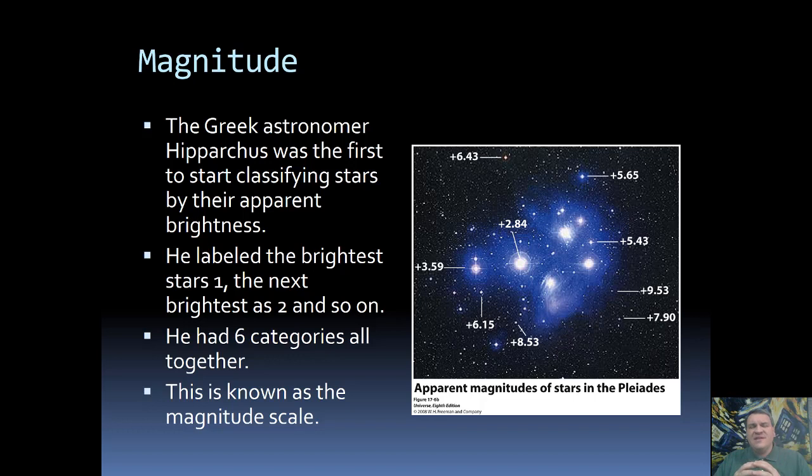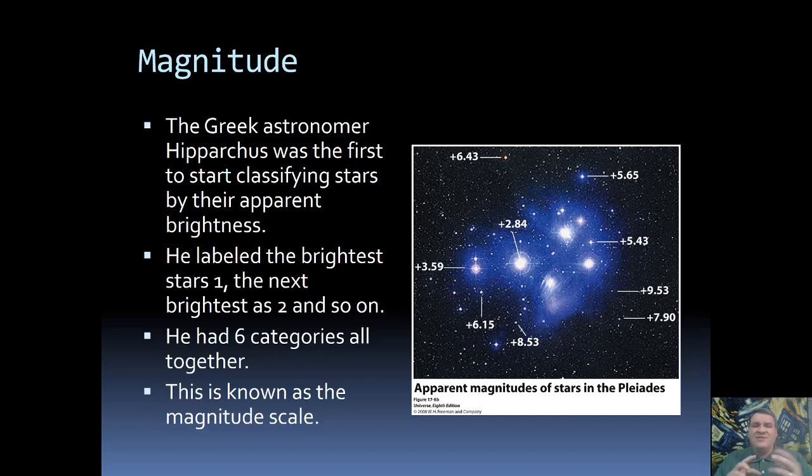Well, we actually still use this system. It's known as the magnitude scale to help us classify the brightness of stars. Now, something I want to point out. Remember, number one is the very brightest stars, and number six were the very faintest stars. What this means is that the larger the number is, the fainter the star becomes.